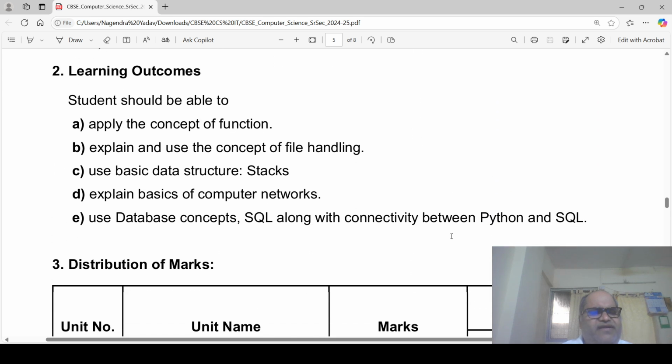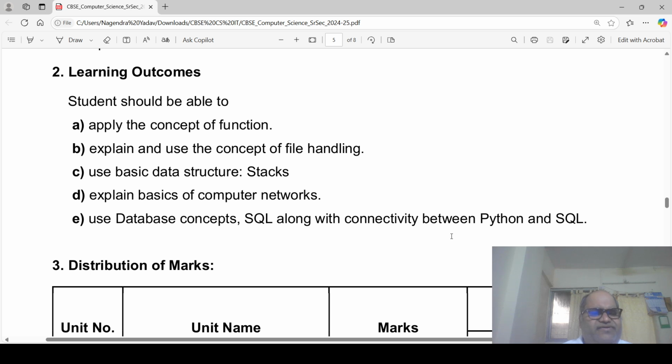So in 12th, primarily on the Python side, they have introduced the concept of function, file handling, and then a couple of data structures that we have to implement and use. So a stack they have mentioned here, but I think list queue is something that we'll definitely see. And the additional part of the syllabus is around computer networks and introduction to SQL, as well as calling SQL code from Python. So SQL and database, right?